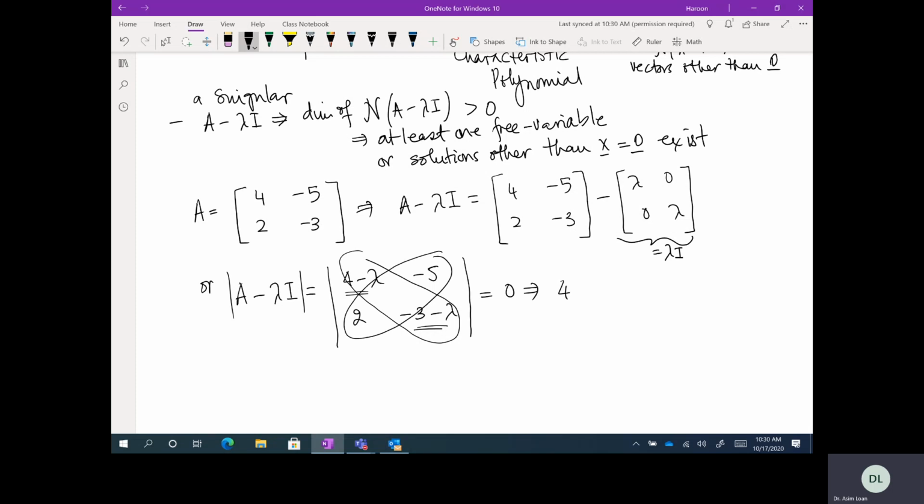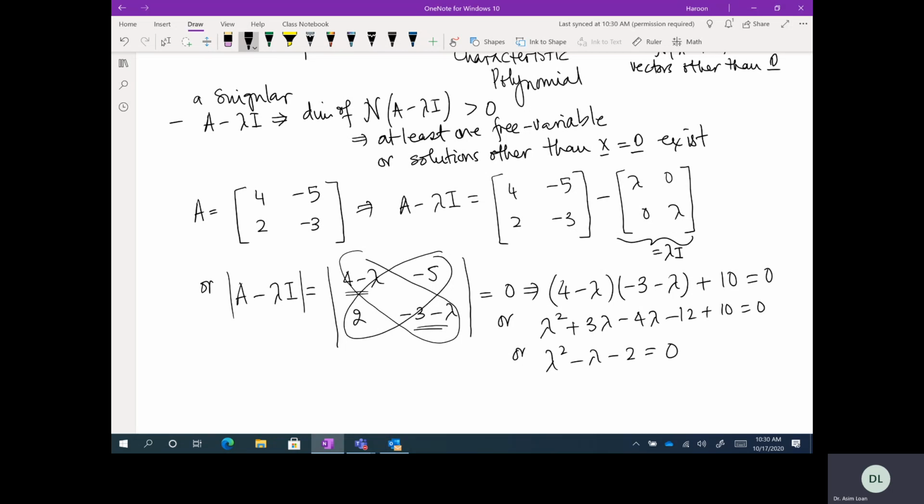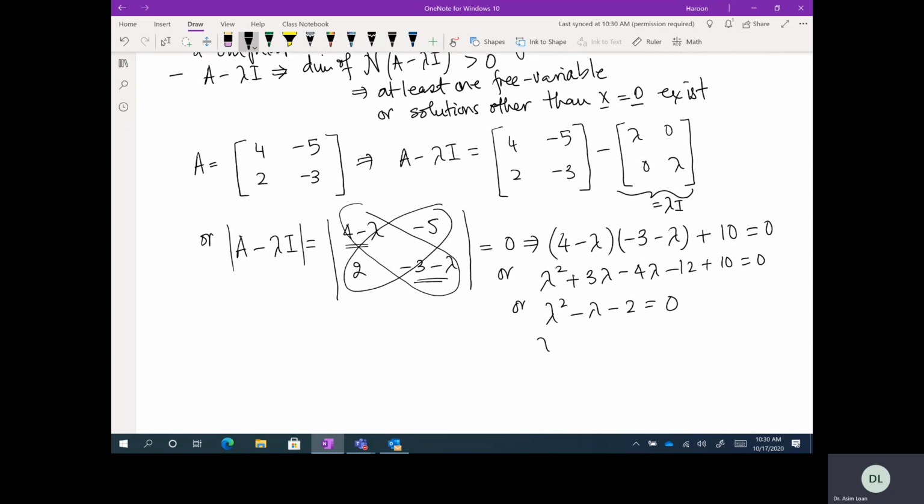So this will be (4 minus lambda)(minus 3 minus lambda) plus 10 equals 0. If I multiply this out, it's lambda square plus 3 lambda minus 4 lambda minus 12 plus 10 equals 0, or lambda square minus lambda minus 2 equals 0.